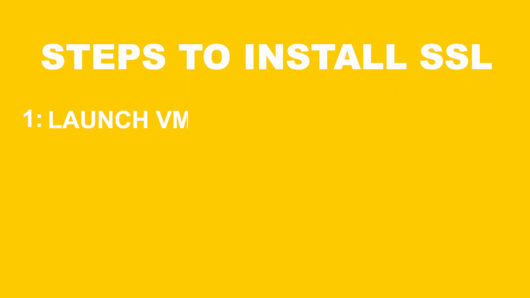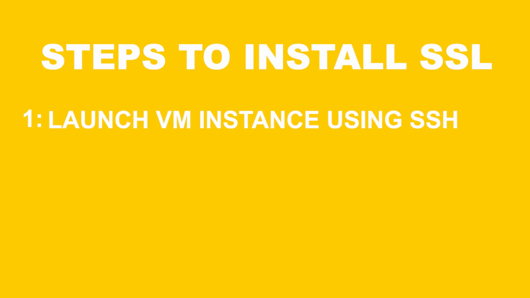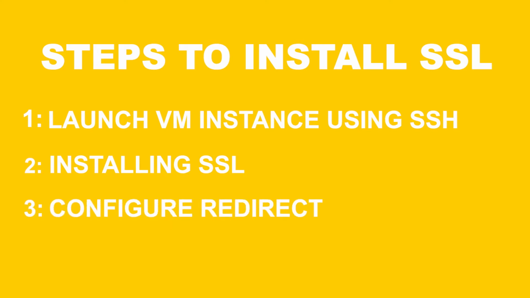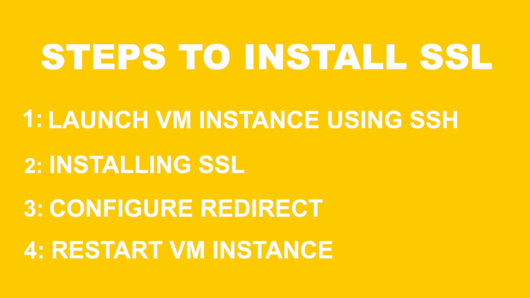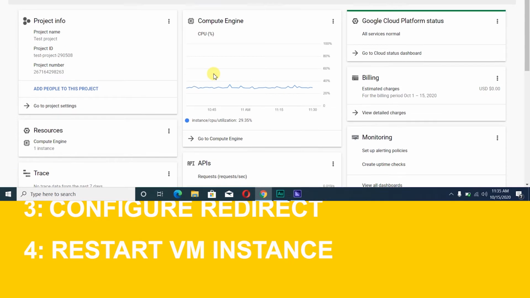Number 1, launch our cloud VM instance backend via SSH. Number 2, run commands to install SSL. Number 3, configure redirect. Number 4, restart our virtual machine. I will provide all instructions and codes for this lesson in the description. Feel free to go in there and copy and paste to easily run these commands. Now follow me. Let's get started.